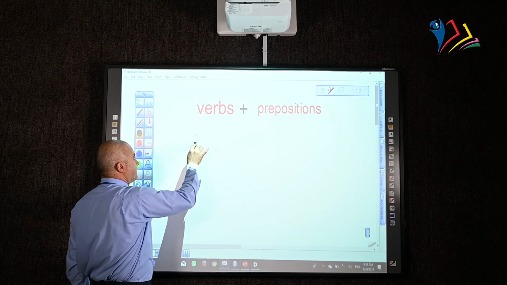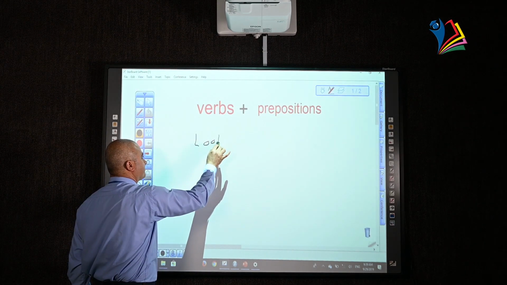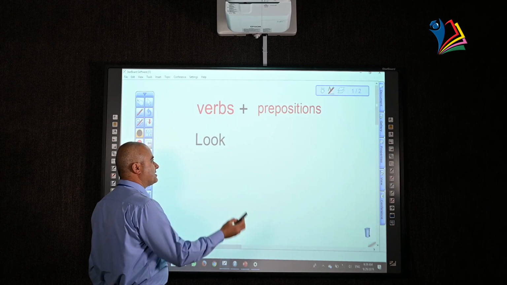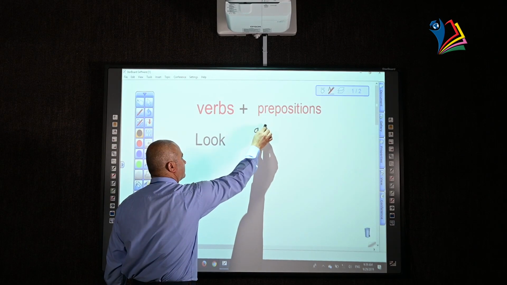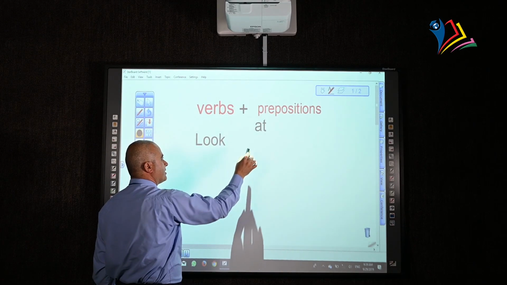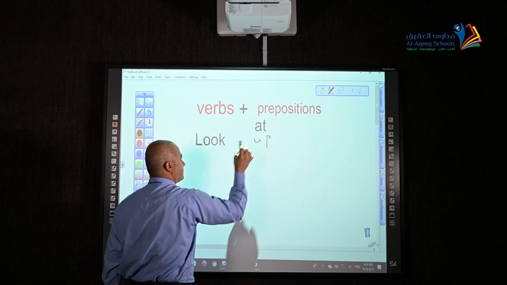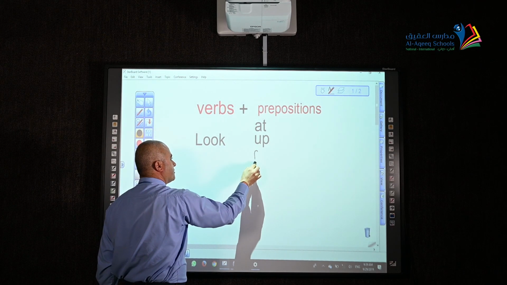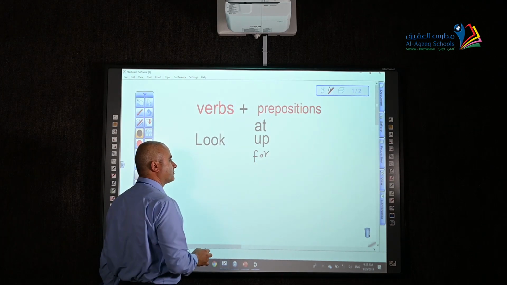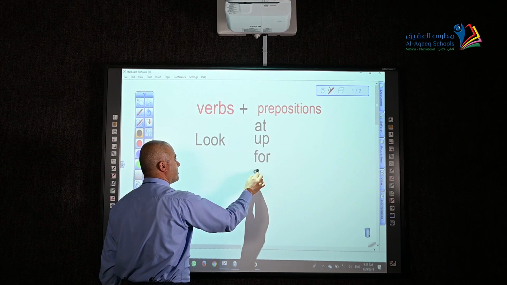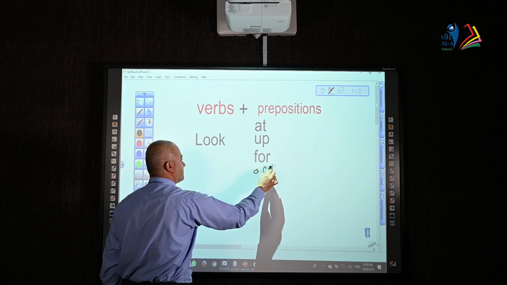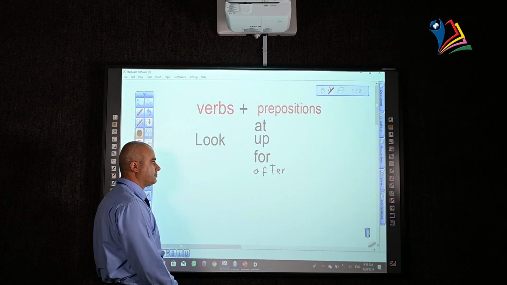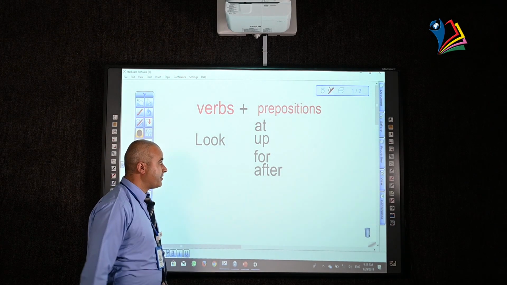For example, the verb look. Sometimes you can see look at. Sometimes look up. Sometimes look for. Sometimes look after. All right, now let's have a look.